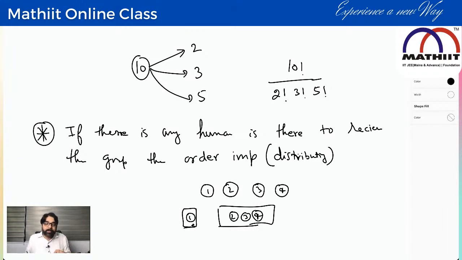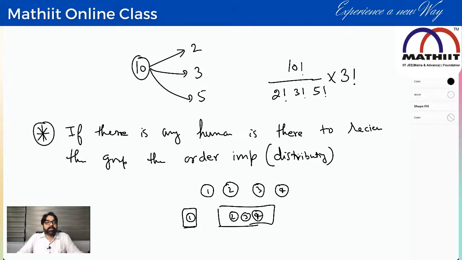So how to do the arrangement? By total number of groups factorial. That's what you have to multiply. If I ask in how many ways these 10 different objects can be distributed among three people, so that one person gets two, another person gets three, another person gets five, it means this is the grouping and the arrangement of the grouping. Arrangement of the grouping, three groups, so into three factorial.